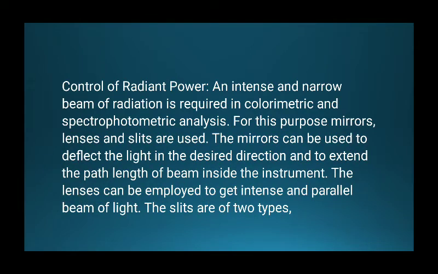Control of radiation power. An intense and narrow beam of radiation is required in colorimetric and spectrophotometric analysis. For this purpose, mirror, lens and slit are used. The mirror can be used to deflect the light in the desired direction and to extend the path length of the beam inside the instrument. The lenses can be employed to get an intense and parallel beam of light.